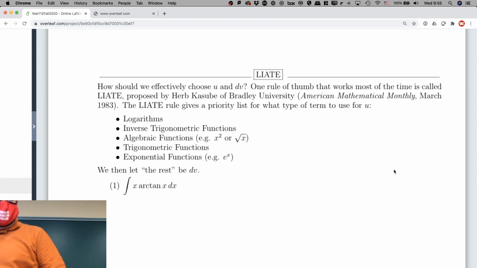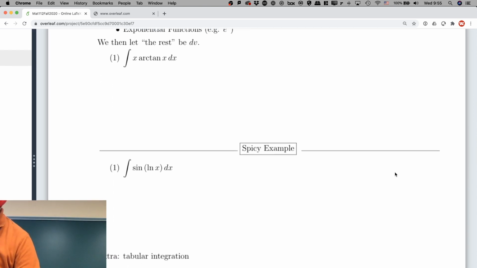The other problem that I wanted to look at, and maybe why don't we do this? Why don't you guys try this and just see what you can come up with for Friday? Okay, so this is sine of the natural log of x. It's not sine x times log x. I'm composing the two functions. Okay, I'm going to call this a spicy example.